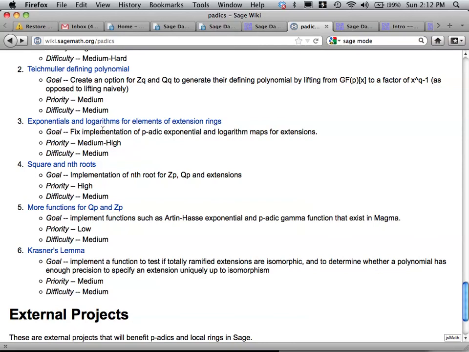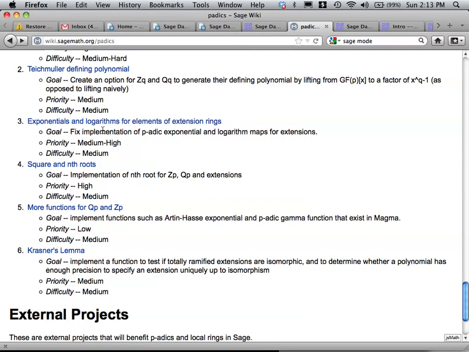Exponentials and logarithms are defined for ZP and QP, but they're broken for extensions, and so they just raise a not implemented error. There's a partial implementation, and it's not that hard; it just needs to be done. So if somebody wants to implement those, square roots and nth roots for better implementations for ZP, QP, and their extensions, there are also various special functions: p-adic gamma functions, Artin-Hasse exponential maps.